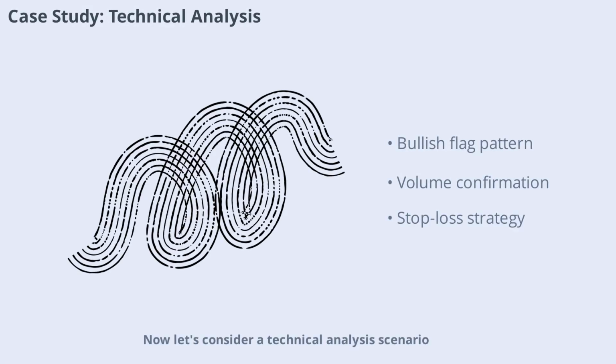Now let's consider a technical analysis scenario. You're watching a stock that has formed a bullish flag pattern on its chart. The price breaks above resistance with high volume, signaling a potential upward move. You use moving averages and RSI to confirm the trend, then enter a trade with a stop loss in place. By following your technical signals, you aim to capture a quick profit as the stock rises.